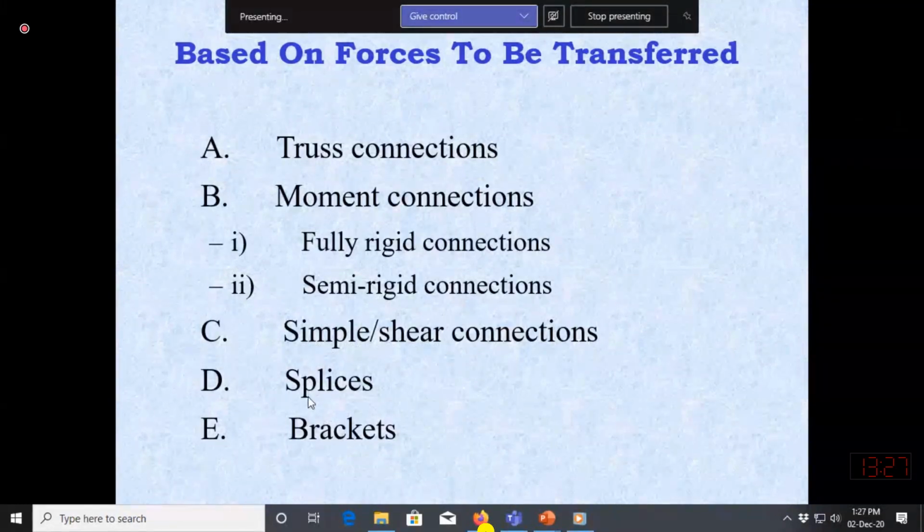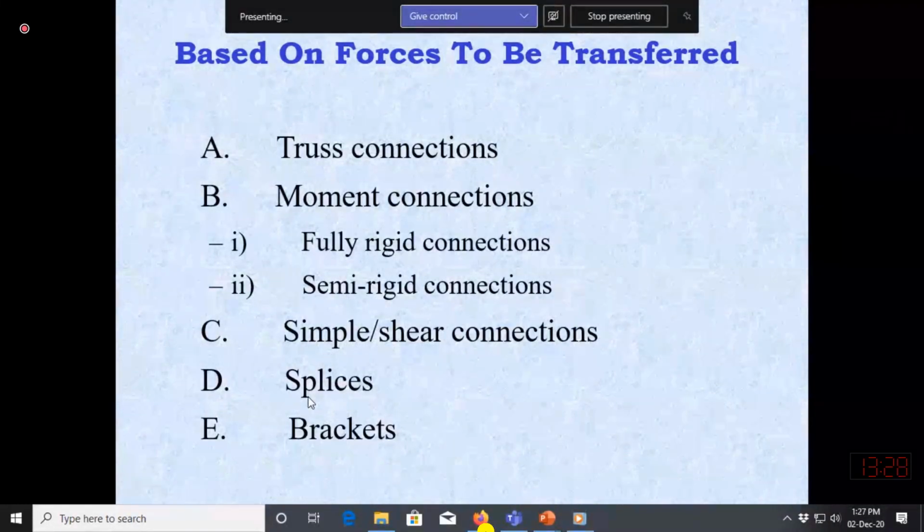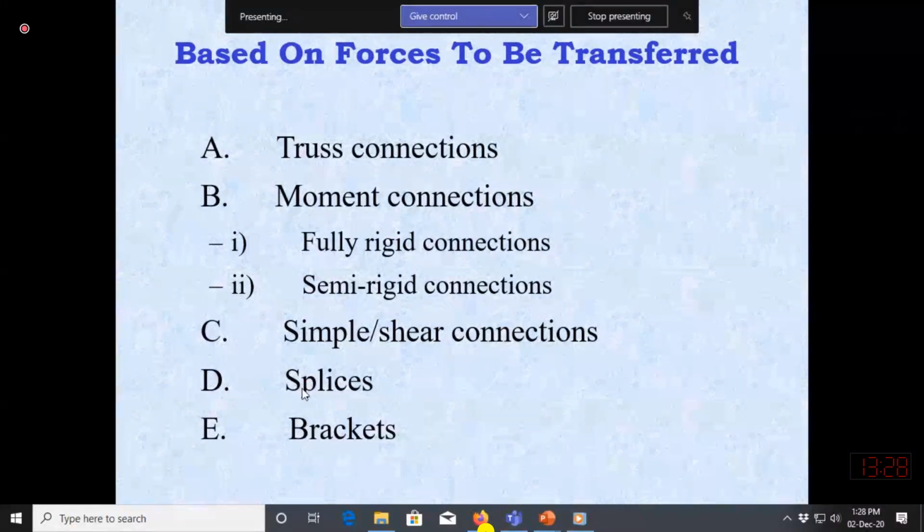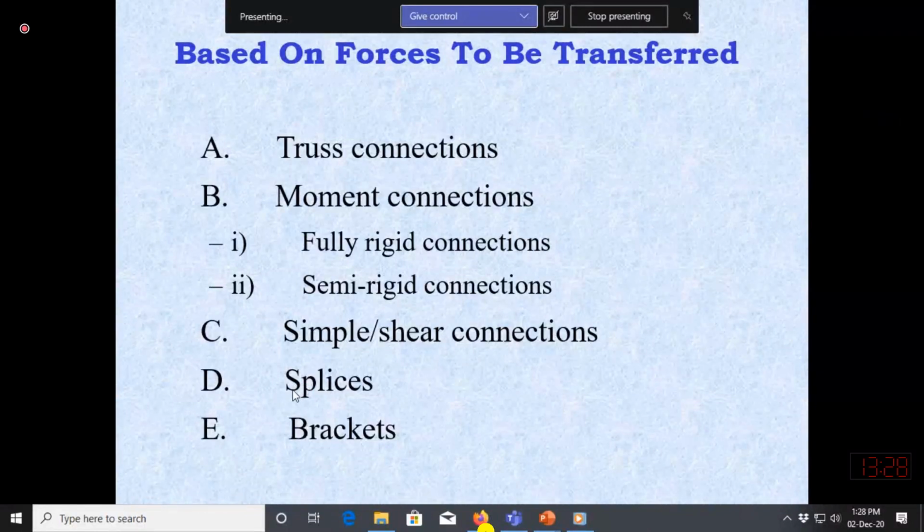Splices are another type of connection. For example, if you are designing a truss member and the length of the member is 5 meters, it means that you need a section which must have a length of 5 meters. But in the market, a 5 meter length is not available. So what we will do, we will use a length of 4 meters and another segment having a length of 1 meter, and then we join this 1 meter and 4 meter segment to make a length of 5 meters.